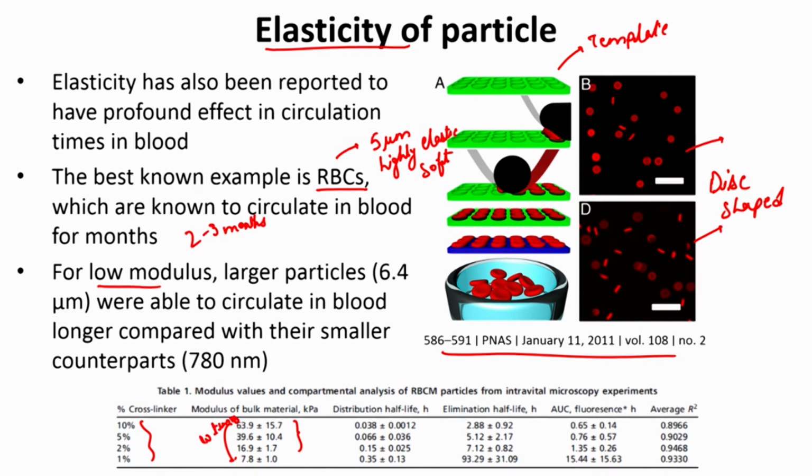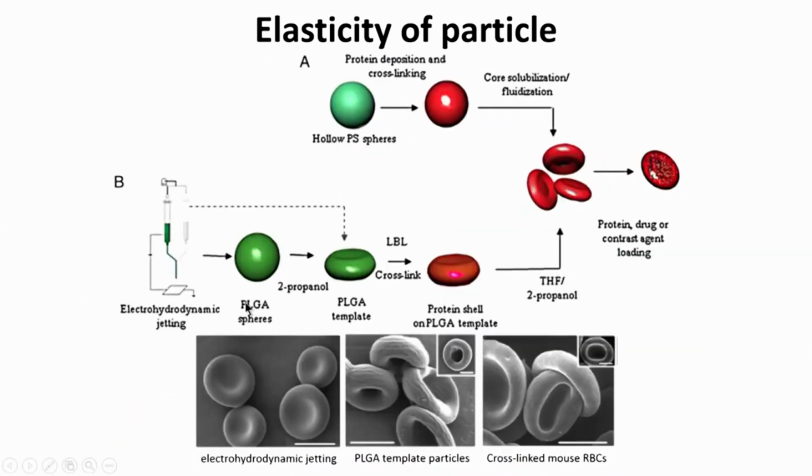So, if you look at the half life, you are talking about a very elastic particle having a half life of only about 3 hours, whereas something with a very low modulus has a half life of close to about 95 hours or 93 hours. So, you can see what a jump just the modulus had on the circulation time. And so this has been reported, and one of the reasons for this is going to come in a few slides, but then there are other methods as well.